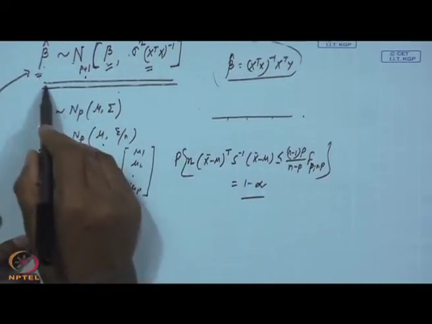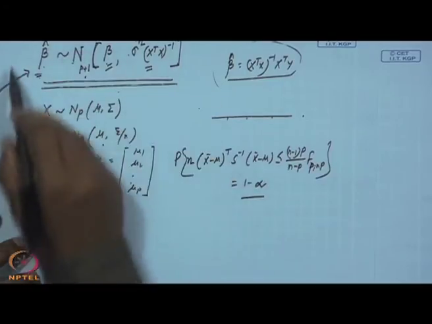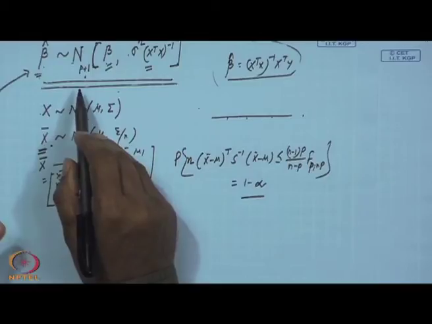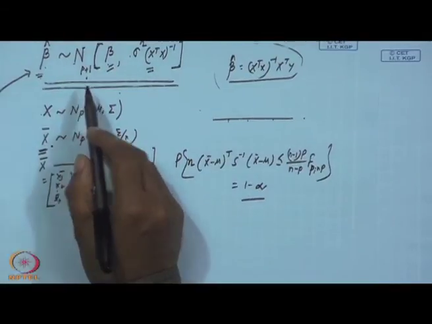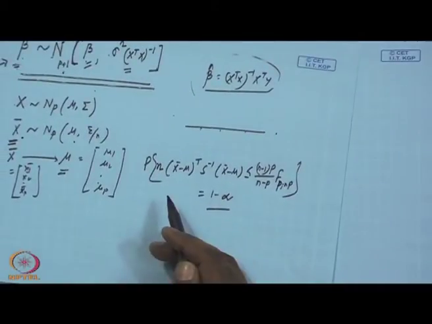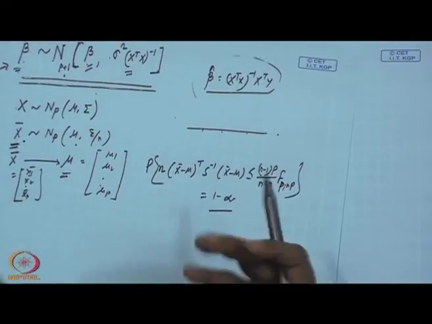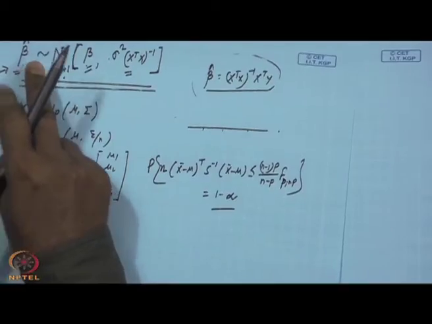So, can we not find the similar thing here with respect to beta? Getting me? It is not a derivation that I am giving you. It is just understanding how those confidence regions can also be calculated with respect to beta cap, which is multivariate normal.